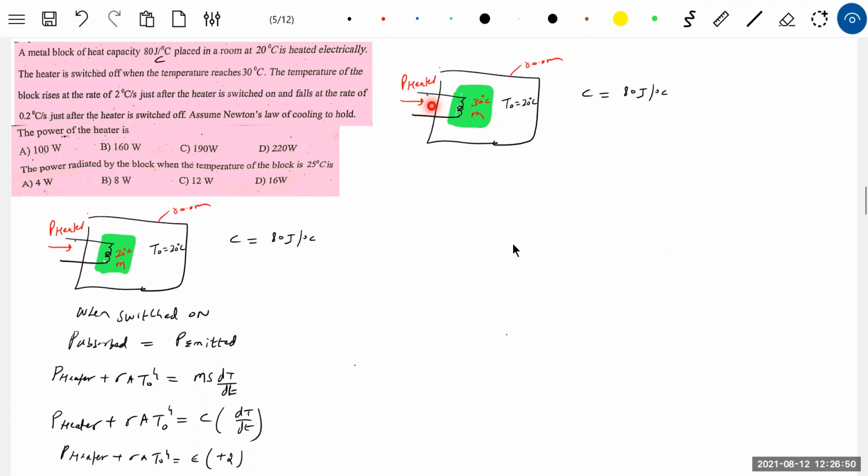There won't be the heater here, am I right? It is going to absorb heat and emit heat, and the loss is what we have. So here I'm going to write sigma A, temperature T30, already 30 degrees we have written, to the power of 4, minus sigma A, temperature T0 to the power of 4, should be equal to ms dT by dt.